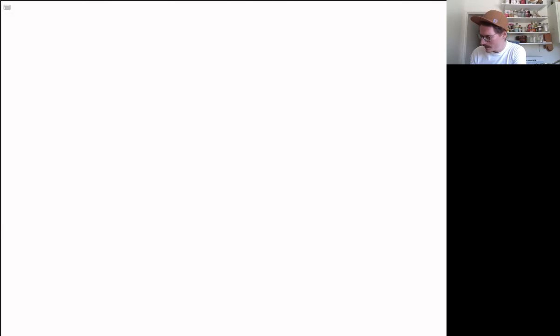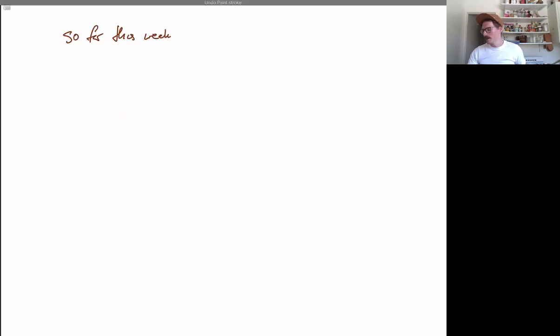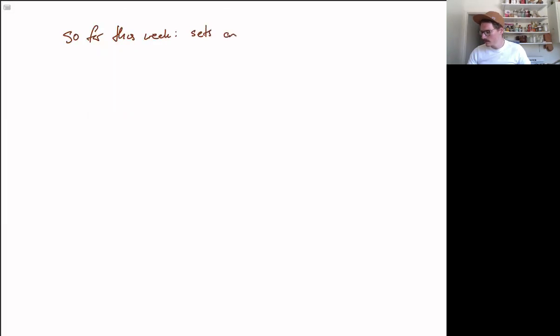Let's take a look at what we're doing so far this week. We've been looking at sets and functions. And today, we will be doing cardinality of sets.